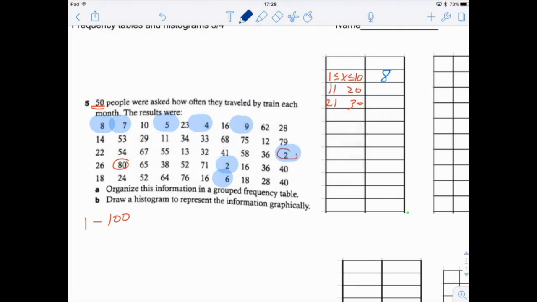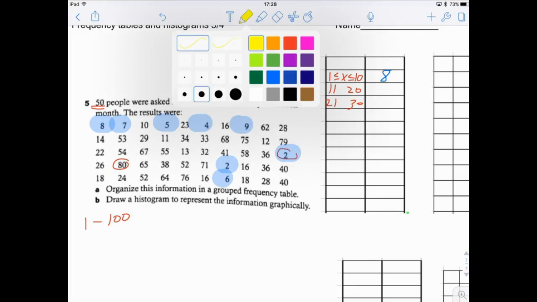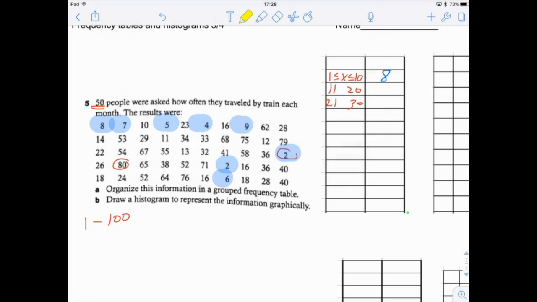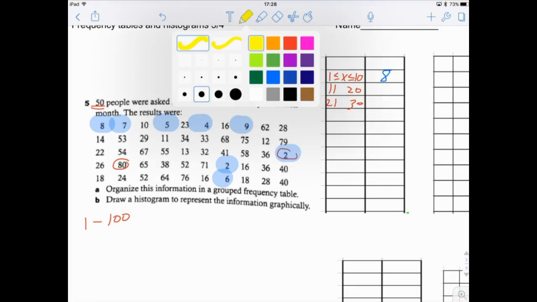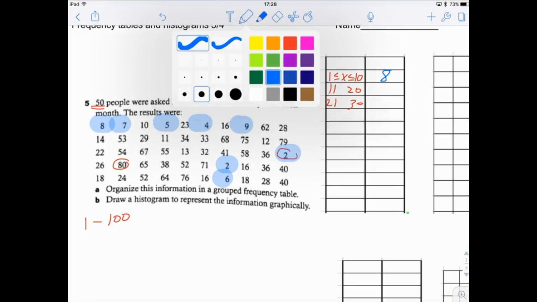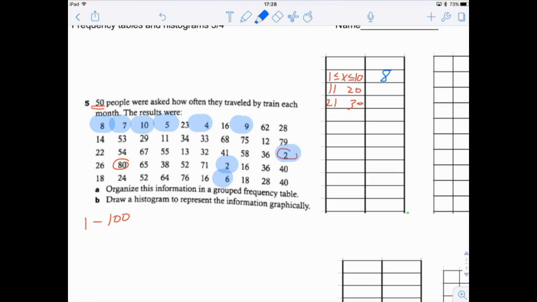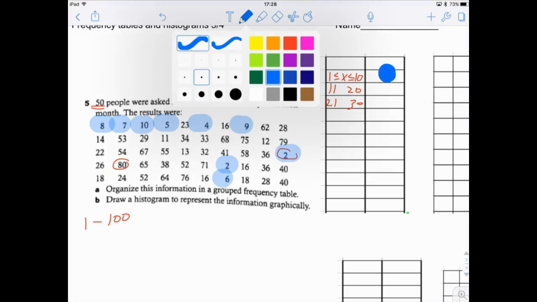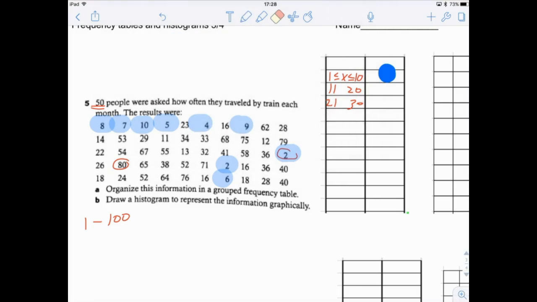Then I'm going to see which ones go into 11 through 20. So let's see. Oh, I forgot about 10. Look at that. 10. Oops. There's one more there. Are there any other 10s? No. So I need to change my 8 to a 9. Okay. 9.